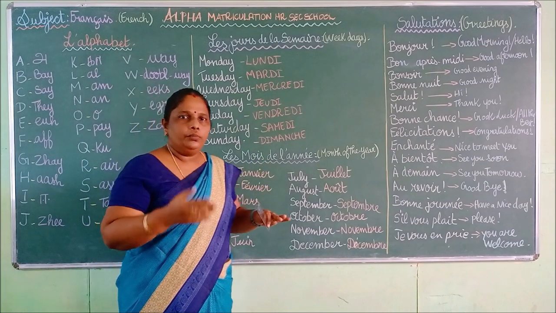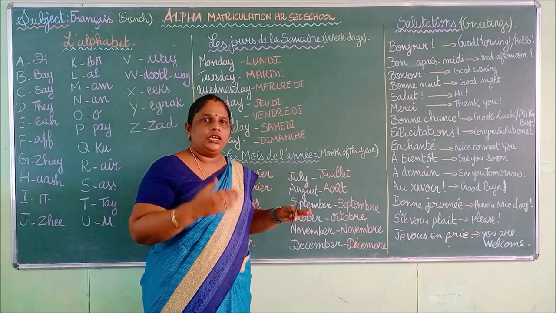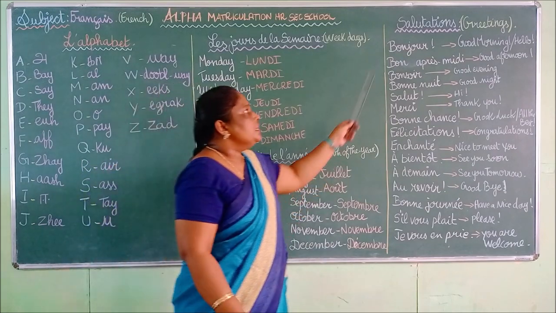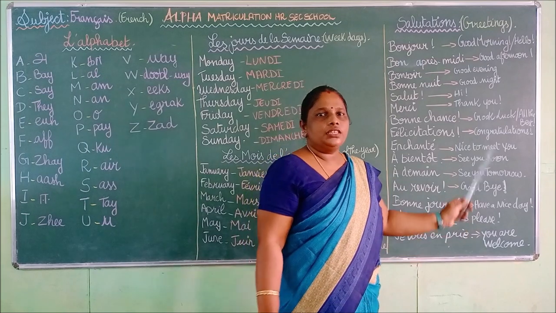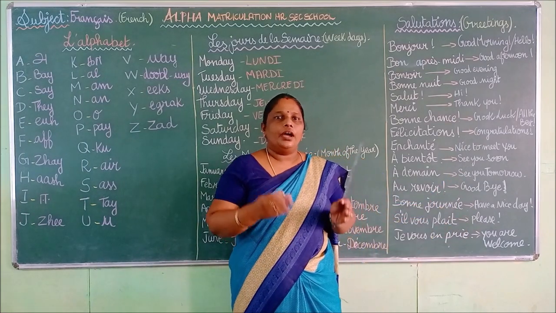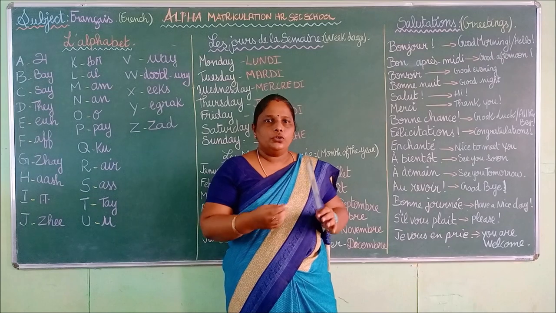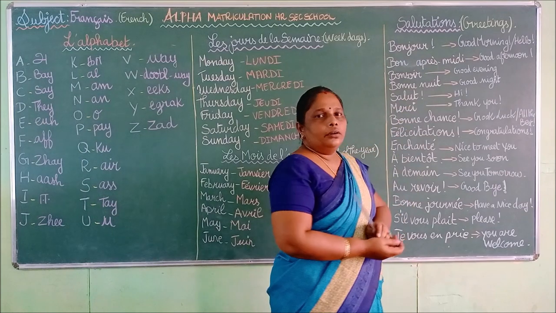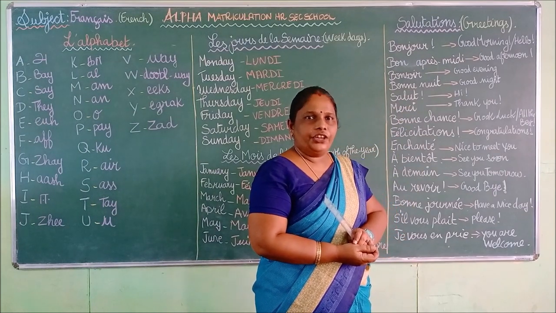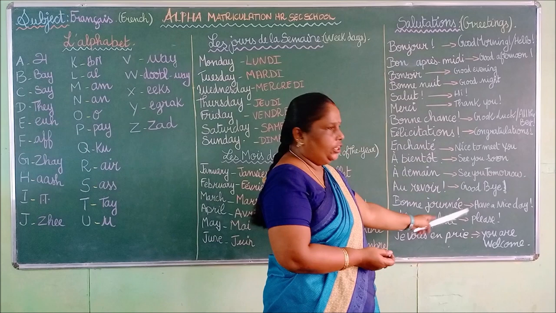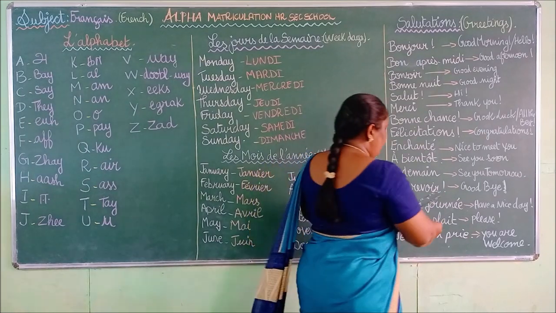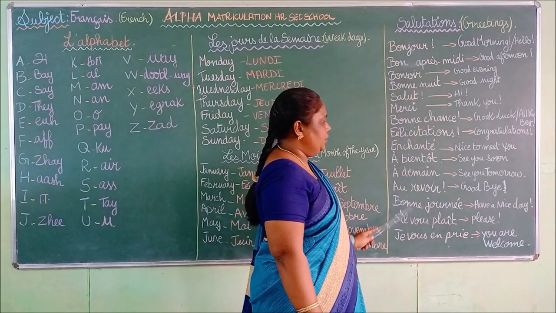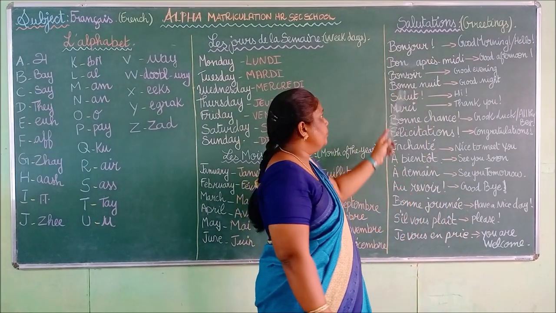So I hope you understood the 12 months of the year and the weekdays. At home you are going to repeat again after each and every word. Now we are going to move to the salutations. These are the main and principal greetings that we use in our daily life. I'm going to read for you in French, and you have the English meaning beside it. We are going to read and learn the words given here for greeting someone.